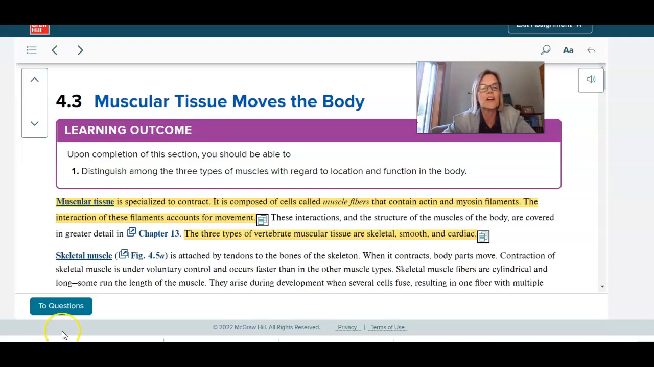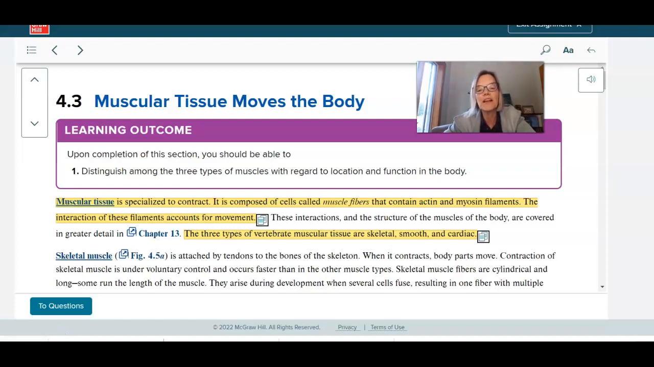In this section, we're going to talk about muscle tissue. So we're on our second of the four tissue types. We just did connective tissue. So connective, we already did. Now we're on muscular tissue.